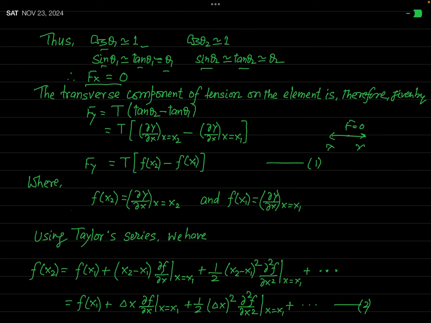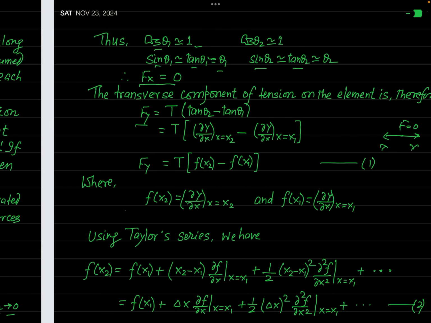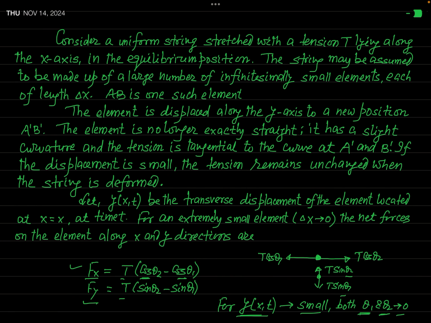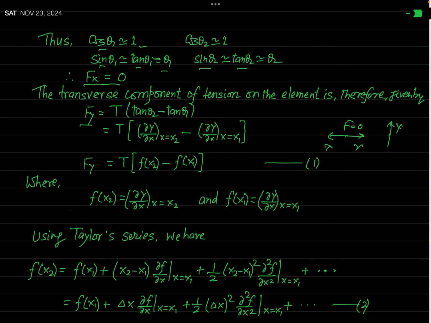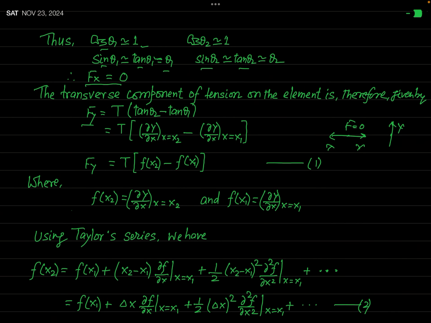But our string experiences a resultant force in the y direction. And what is that force? You can see Fy is given as T times (sin theta 2 minus sin theta 1). But in this limiting condition, you have seen that sin theta 2 can be replaced by tan theta 2 and sin theta 1 by tan theta 1, because theta 1 and theta 2 are very small. And in this limiting condition, sin theta and tan theta are equal.